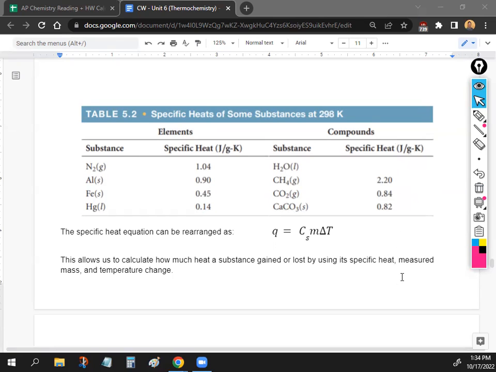So Celsius and Kelvin, when you're talking about change in temperature, is the same. So you can do Kelvin or Celsius. This equation allows us to calculate how much heat something needs to gain or lose using a specific heat.